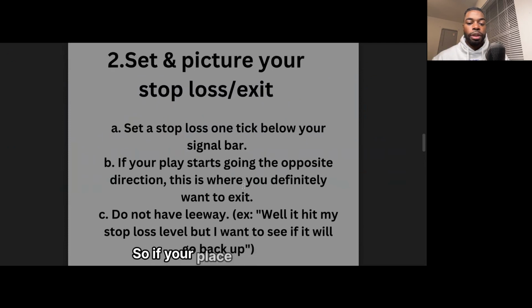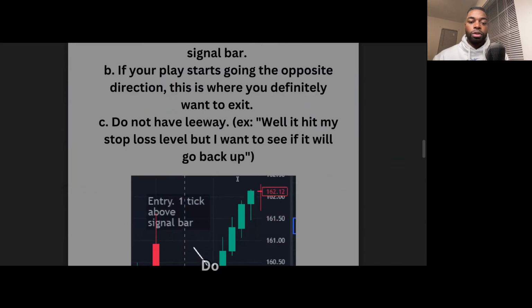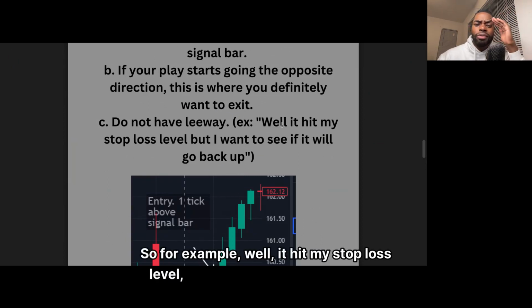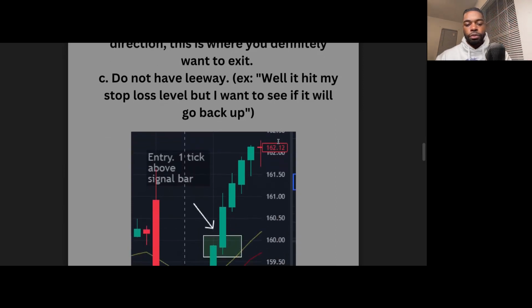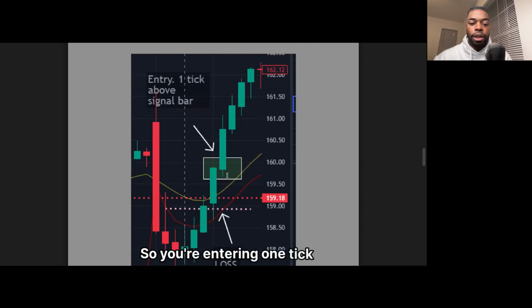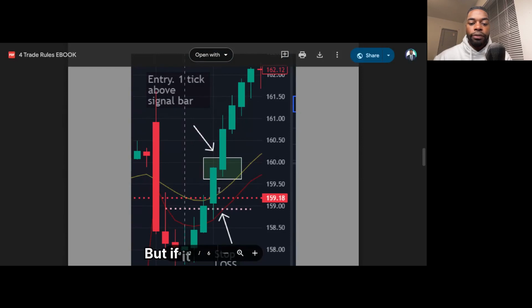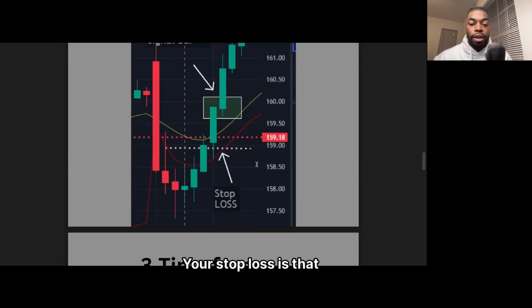So if your play starts going the opposite way, you want to definitely exit at that area. Do not have leeway. So for example, oh, well, it hit my stop loss level, but I want to see if it'll go back up. No, we don't do that. Never have leeway. Respect your stop. Good trades just go. So again, this is an example. You're entering one tick above to go long, but if it starts to go the opposite way, this is your stop loss. Your stop loss is that line.